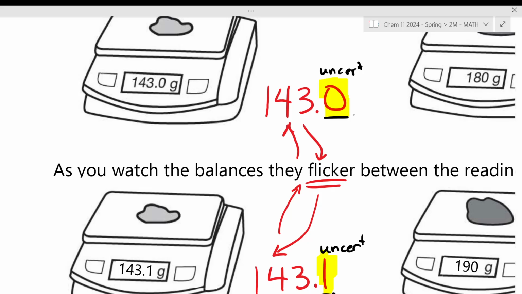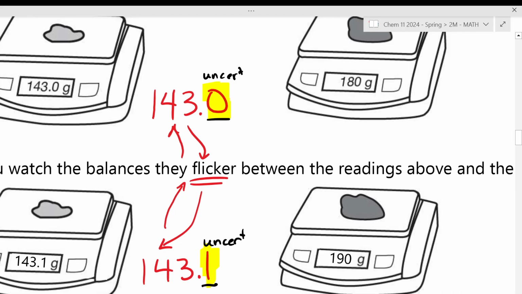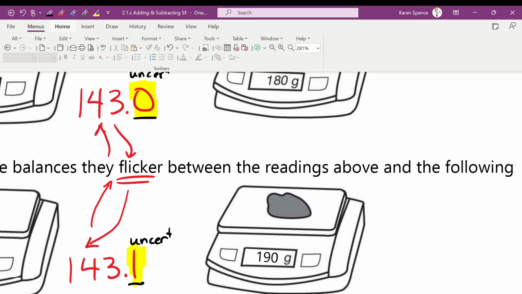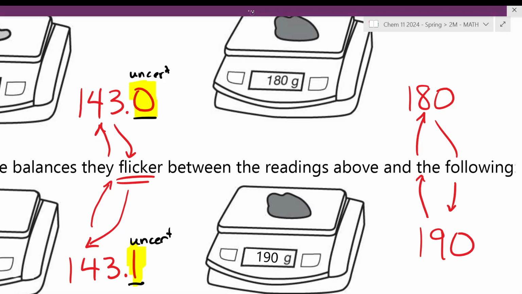Now we have a different rock and it's on a different balance, not the same balance. And when it flickers, it goes back and forth between 180 and 190. So which is the uncertain digit in that measurement? Tell your partner what you think.